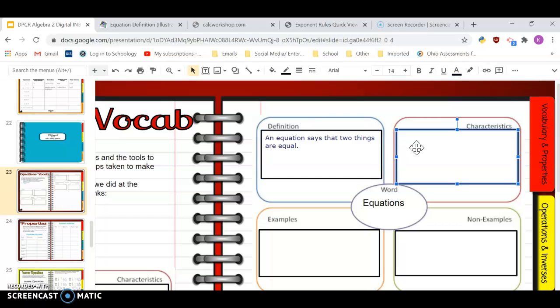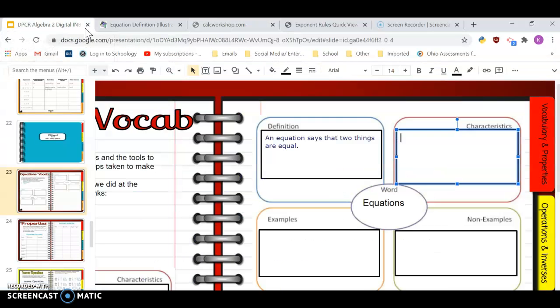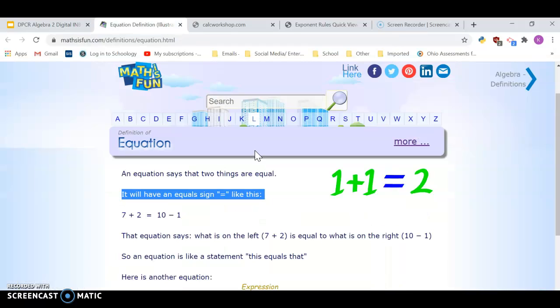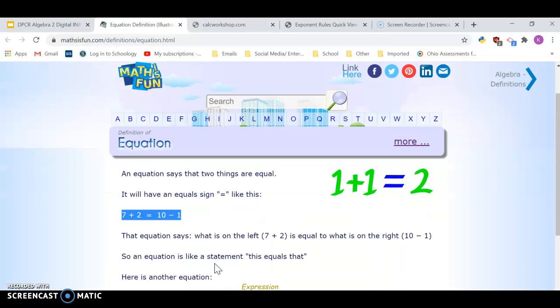Now, remember what we did with characteristics. Characteristics are just other facts that help us determine what something is. So, one thing we know, it will have an equal sign. So we can put that right there. So we'll have an equal sign like this. And like this, we're going to be giving an example. That's right here, just so we finish off that statement. Now, this also works for our example column, so we will possibly use that over again.